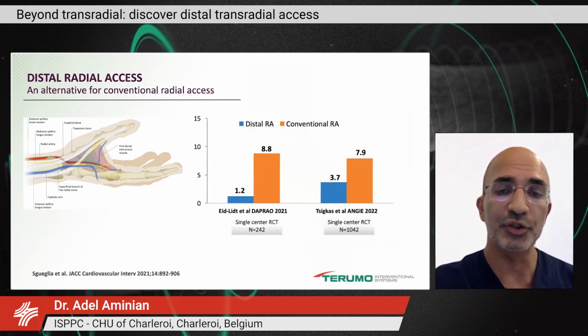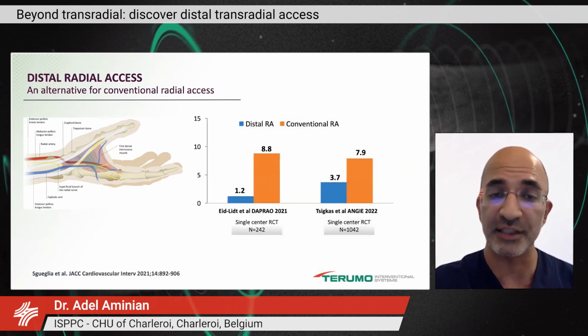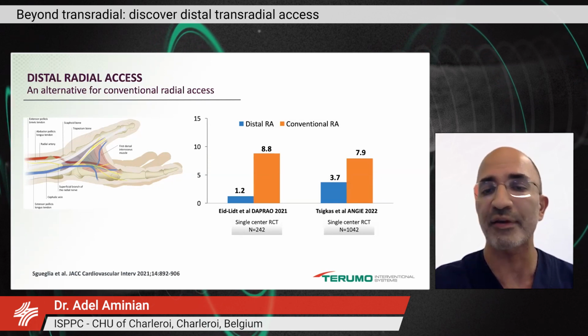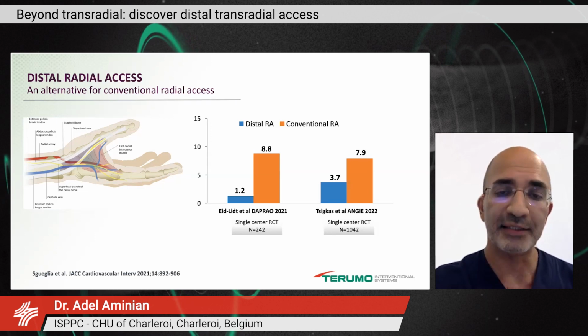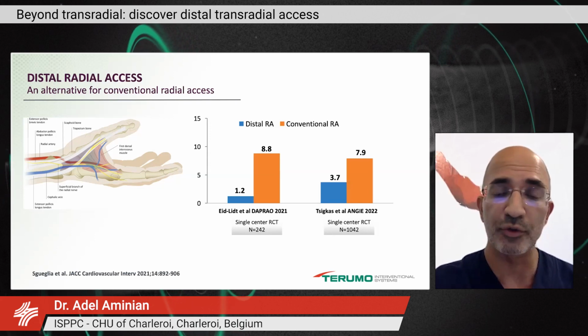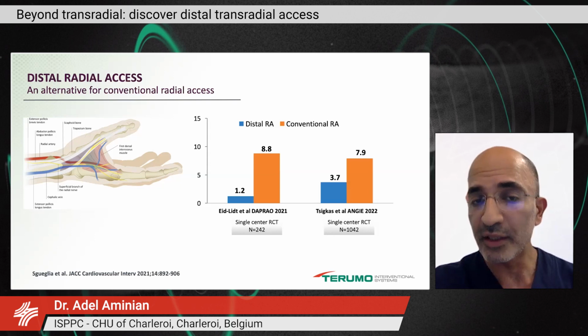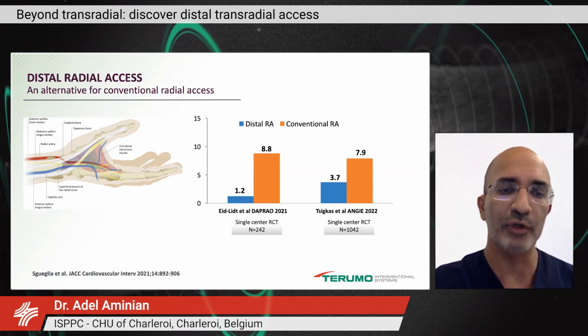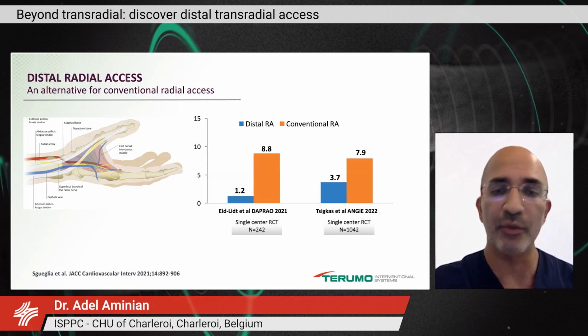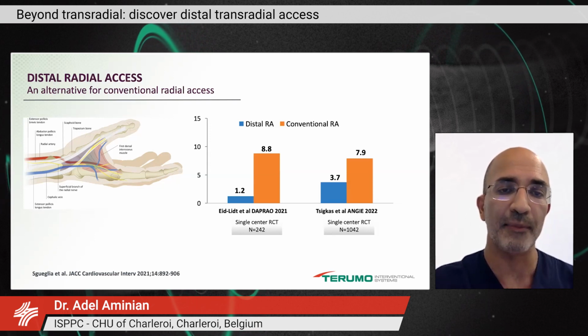And this has been shown in 2 recent single-center randomized trials as a very effective method as compared to conventional radial artery access to prevent radial arterial occlusion. And those 2 randomized trials have shown striking reductions in the rate of forearm radial arterial occlusion when you compare distal radial to conventional radial access.